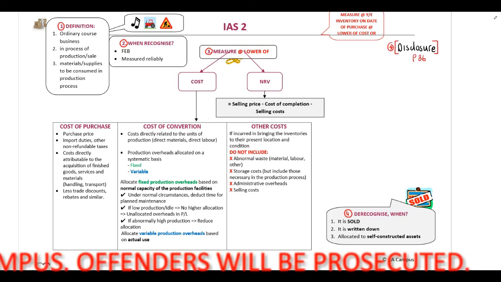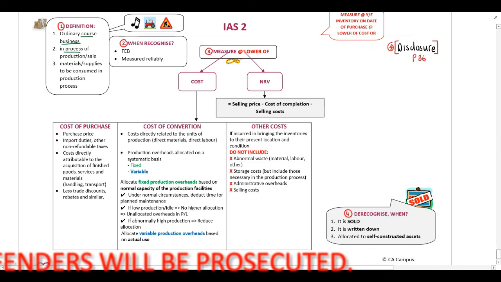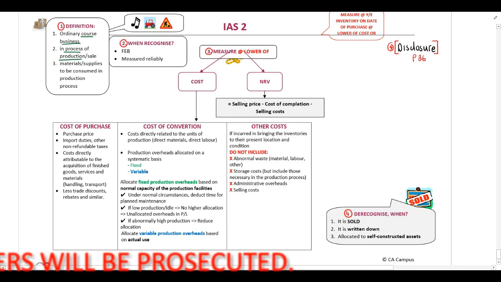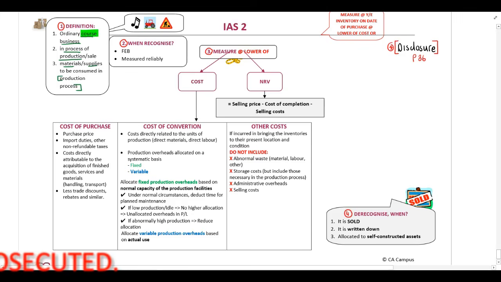Let's have a look at the definition. It should be in the ordinary course of business, in process of production or sale, and it can be materials, supplies to be consumed in this production process. Therefore, guys, important, it should be in the ordinary course of business. Therefore, if this is in a production process, you need to identify that most probably there will be raw materials, there will be work in progress, and there will be finished goods. It will not include financial instruments. It will not include agriculture or construction contracts.